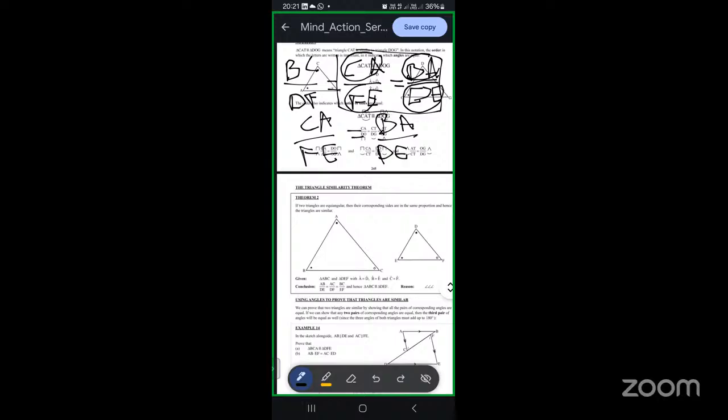Then you cross multiply that. CA times DE is equal to BA or AB, whatever it is, doesn't matter, times FE or EF. Then you are done, just like that. Does number B make sense to you guys?